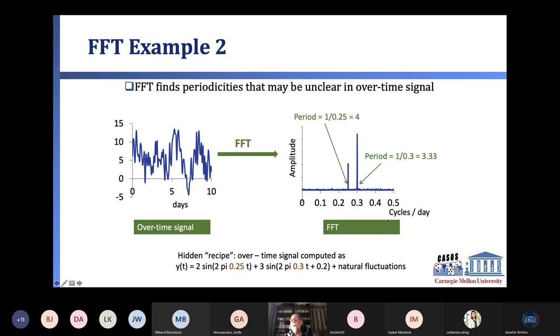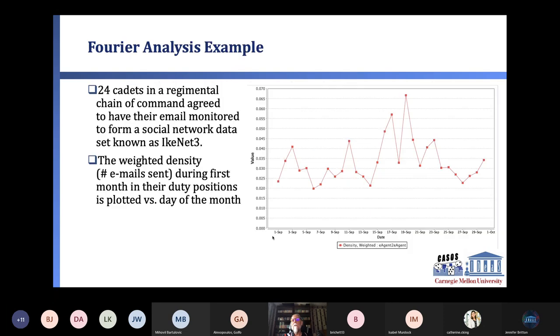So we often talk about cycles. So we'll talk about periods. And so we'll do some examples like that. So this naturally shows that the FFT analysis by itself is a way of finding dominant frequency components.